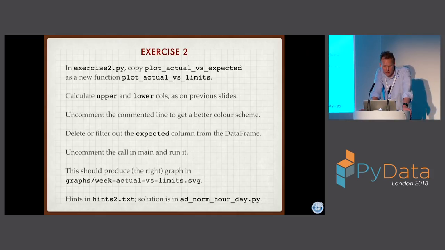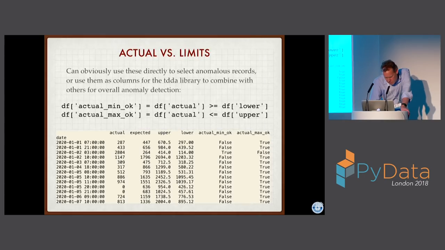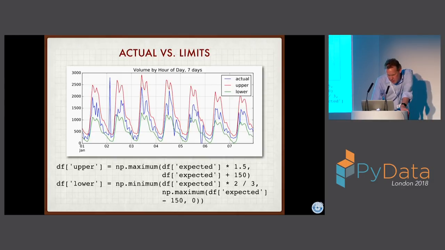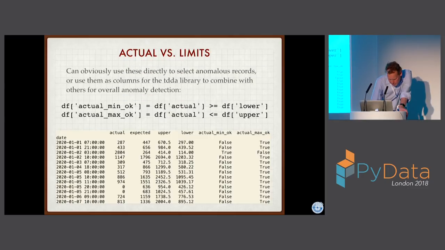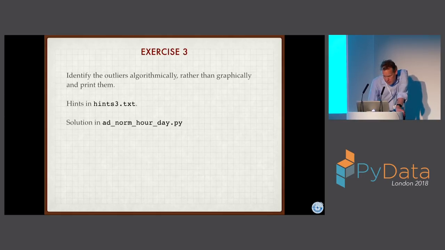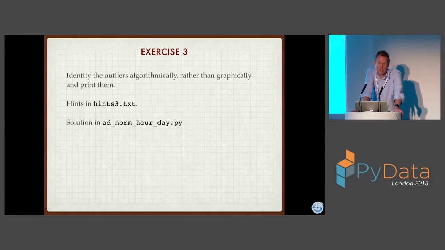And then, oh no, this is for plotting the graph actually. Yes, so the idea is given starter code that plots the actual versus expected graph, can we plot this graph in matplotlib? Which should produce this graph here. And again, there are hints in hints2.txt in that directory. And then the third exercise that you can move straight on to, if you get to that, is doing it algorithmically, i.e. actually pulling out the outliers rather than just plotting the graph.